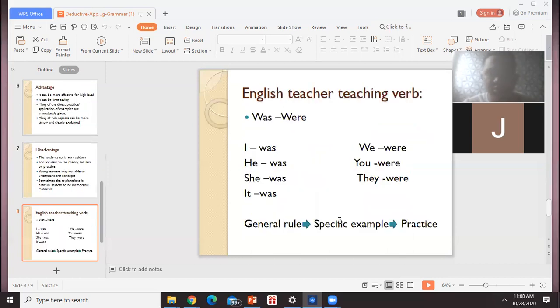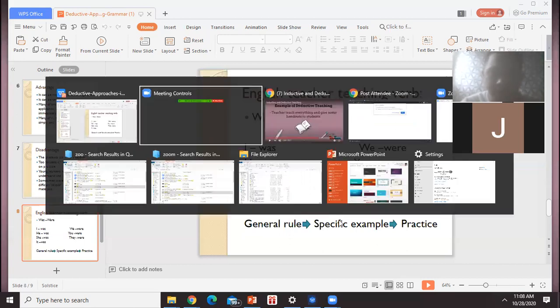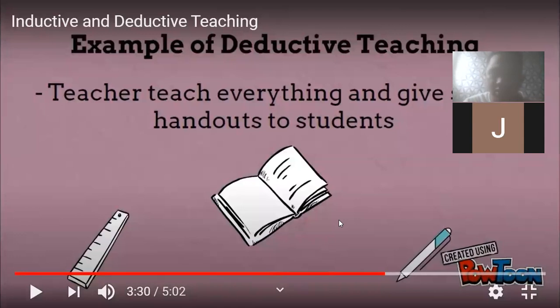Here is an English teacher teaching the verb. The example goes from general to specific, with example practice. I was, he was, she was, it was. We were, you were, they were. So we have here an example of deductive teaching: the teacher teaches everything and gives handouts to students.